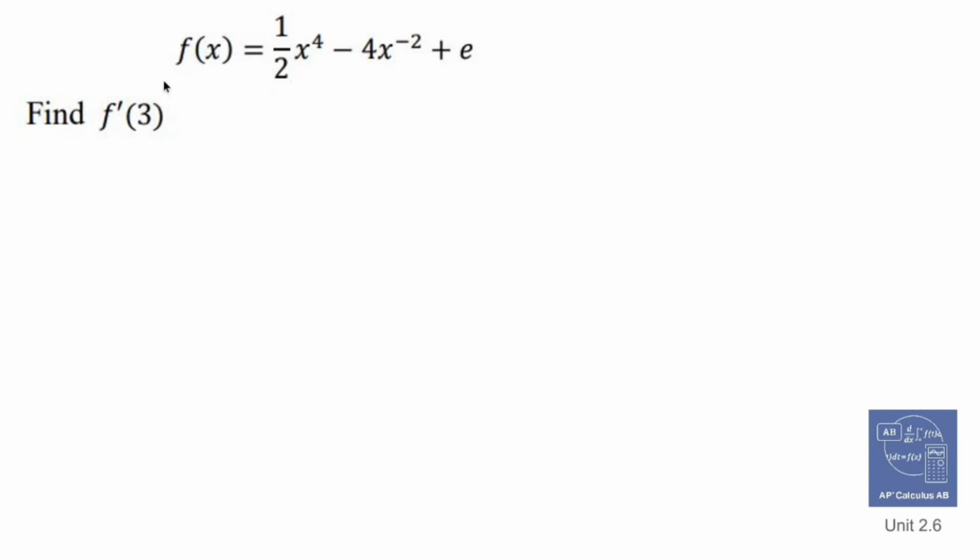You are given f of x equals 1/2 x to the 4th minus 4x to the negative 2 plus e, and my job is to find f prime of 3. Well, this is going to use the power rule not once, not twice, but thrice, kind of. The power rule says that if I were to take the derivative of something in the form of some number that I'll call c x to the nth power, I'm going to drop down that n and get n times c x to the n minus 1.